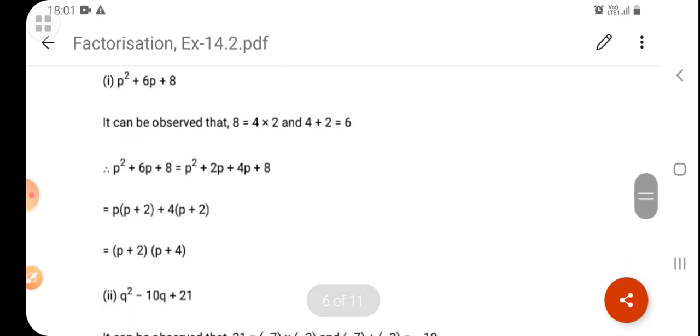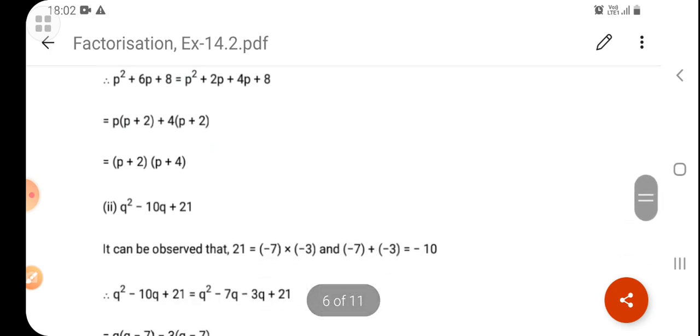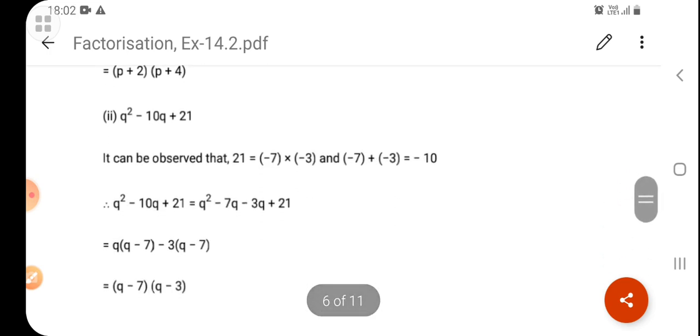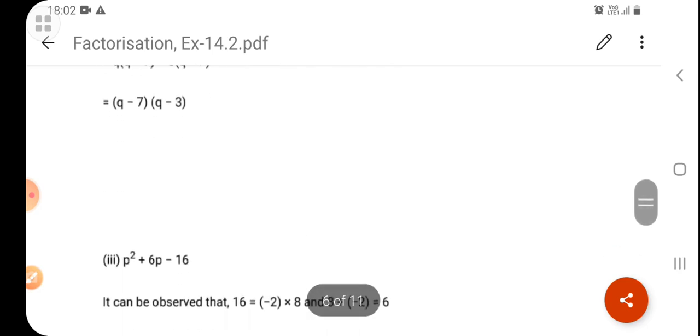Now we will take the common terms out, p square and 2p. So what is the common term? p, and the left terms in the bracket are p plus 2. Here plus 4 is taken, p plus 2 is left out in the bracket. So here we will use the middle term splitting method.